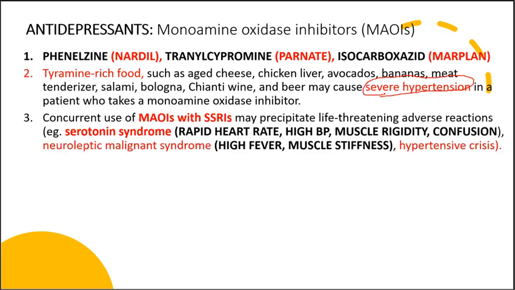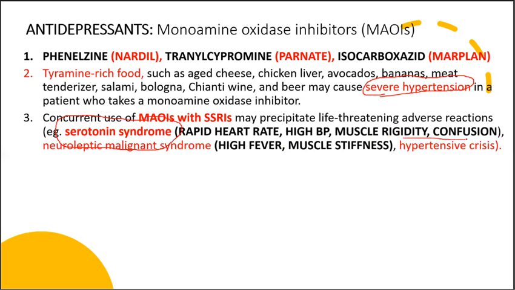Again, we want to avoid concurrent use of MAOIs with your SSRIs, because if you use both of them concurrently, you may precipitate life-threatening adverse reactions like your serotonin syndrome. So with serotonin syndrome, if you mix your MAOIs with your SSRIs, it can cause the patient's heart rate to become very fast, very rapid. So you're going to see a blood pressure increase. You see a high blood pressure. There will be muscle rigidity, and there would also be confusion in your patient.